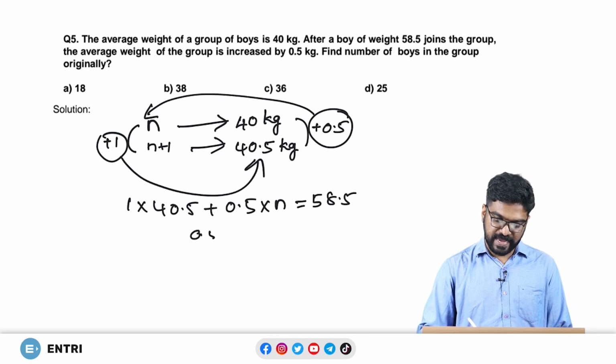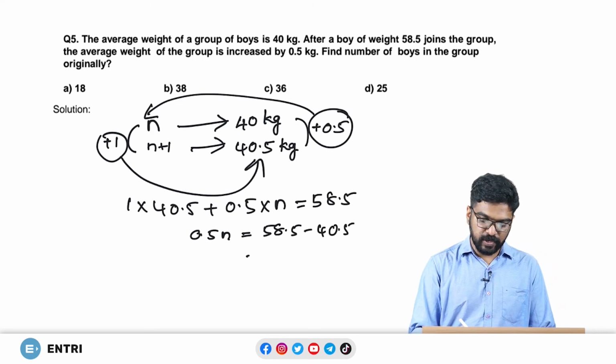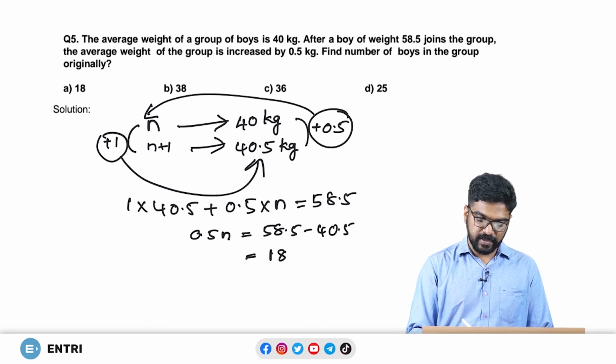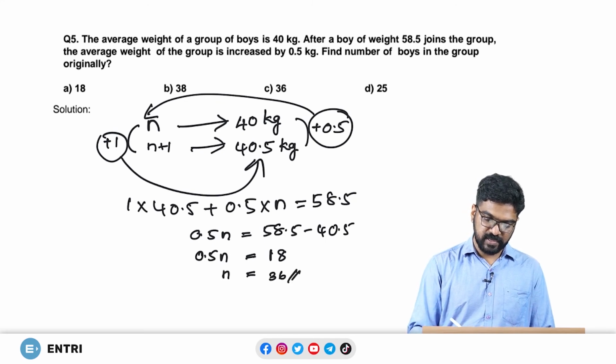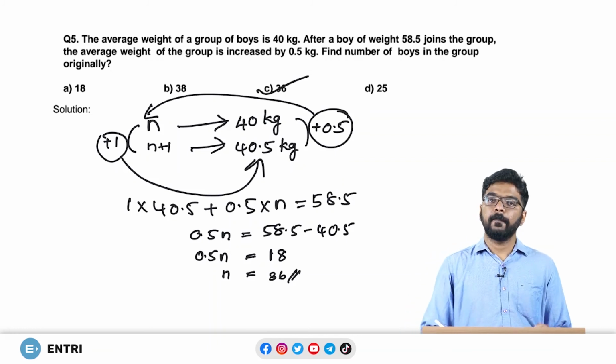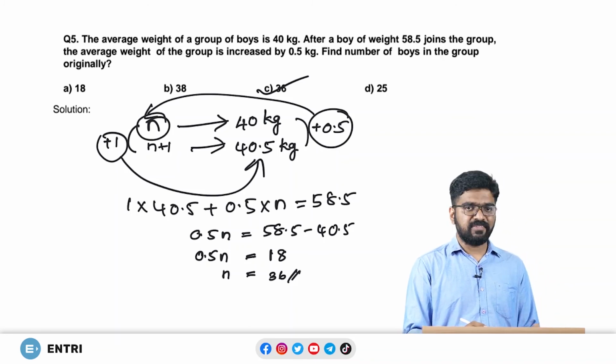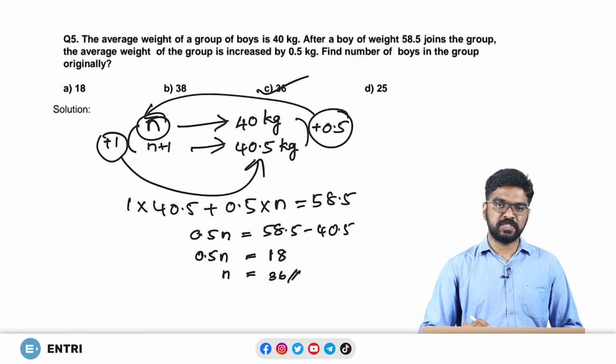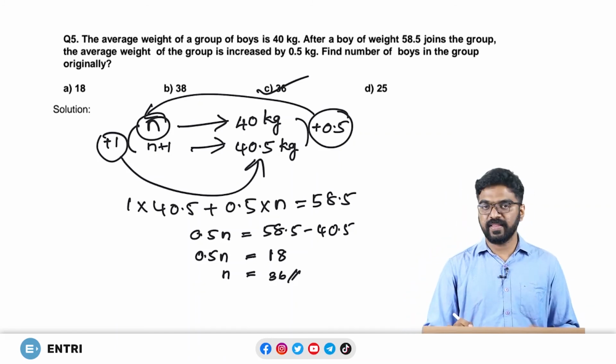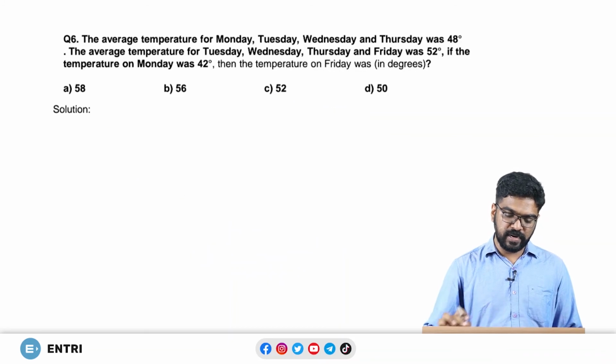So 0.5 n is equal to 58.5 minus 40.5, which is equal to how much? 18. So 0.5 n is equal to 18. So n will be equal to 36. So that will be the number of students who were there initially in the class, right? So here we were asked to find the number of people. Still we haven't changed the method. We are using the same method which we learned in all the previous questions to find the answer. So we will move to our last question.